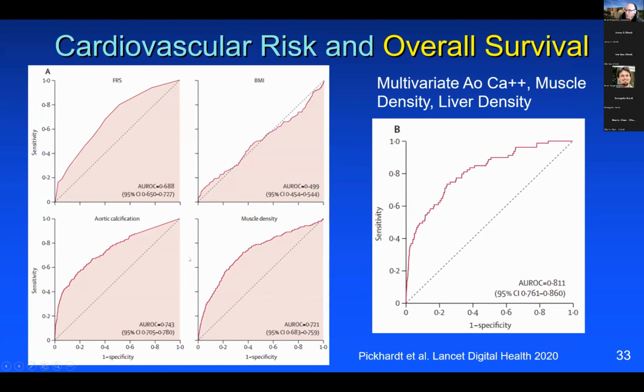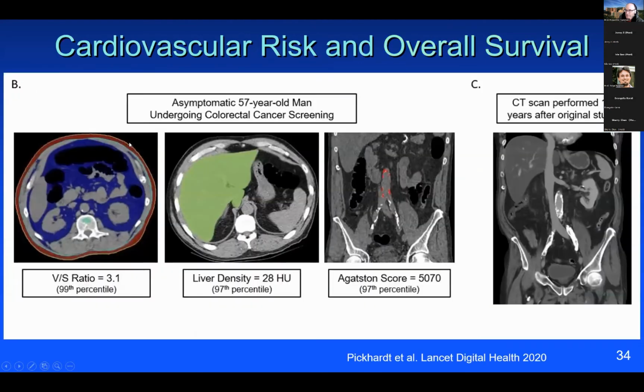And what we found was that compared to traditional clinical methods of assessing risk for early mortality, such as the Framingham Risk Score and Body Mass Index, these AI tools in a multivariate analysis had a very high area under the curve for predicting overall survival of 0.811, which exceeded that, for example, of Framingham Risk Score, which is a very popular method that doctors use.